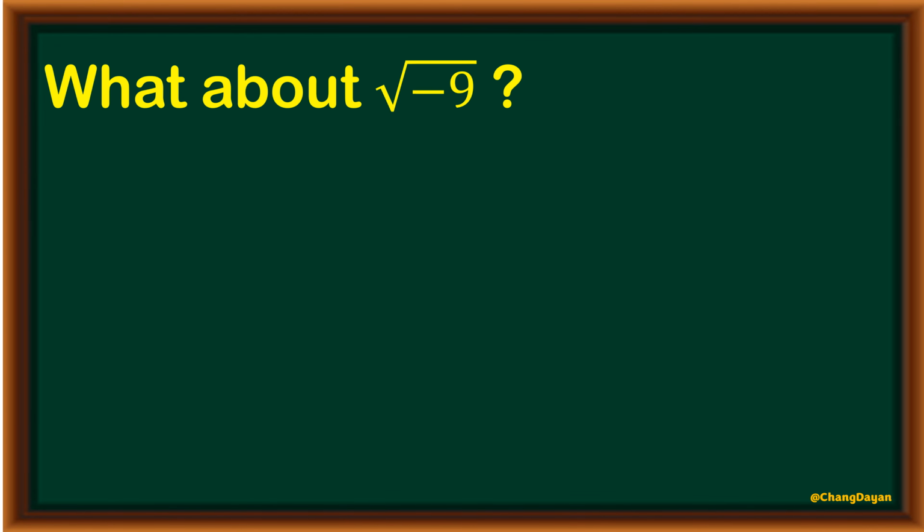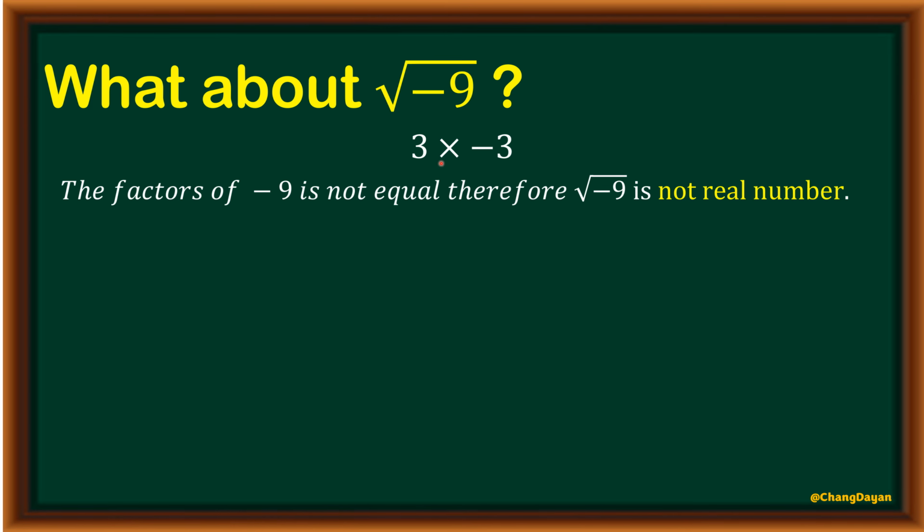What about if we have square root of negative 9? So we have a negative sign inside the radicand. And we get negative 9 by multiplying 3 times negative 3. And we know that 3 and negative 3 are not equal factors. Therefore, square root of negative 9 is not a real number.